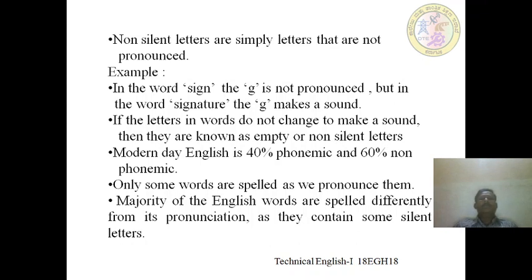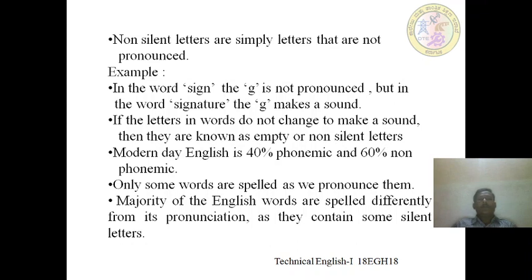Non-silent letters are simply letters that are pronounced. Take for example, in the word sign, the G is not pronounced, but in the word signature, the G makes a sound. So we should not omit it. Here it doesn't become silent. It is pronounced as signature. We need to pronounce it as signature. If the letters in words do not change to make a sound, then they are known as empty or non-silent letters.